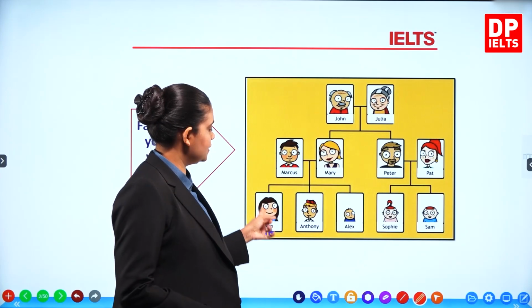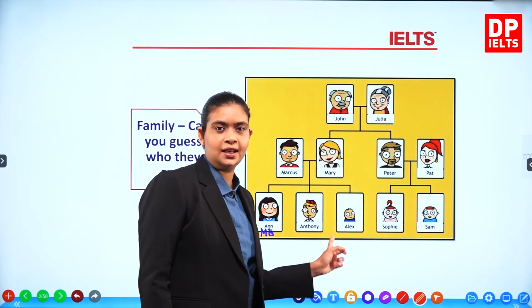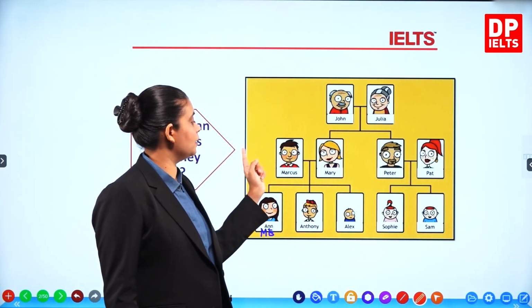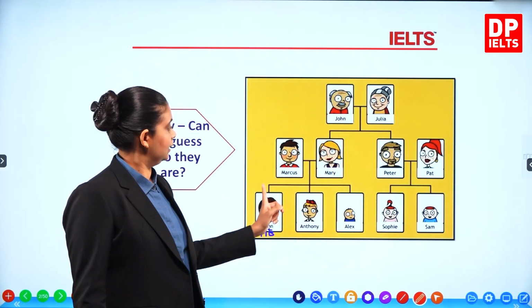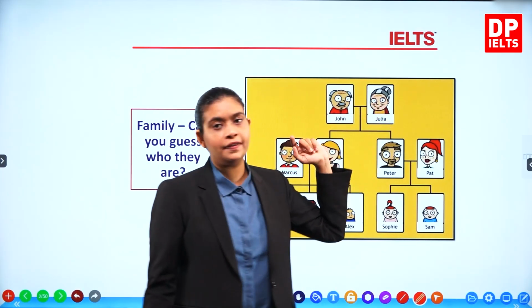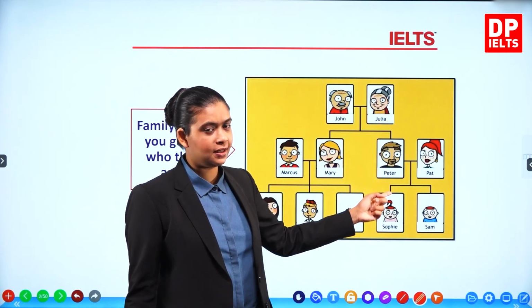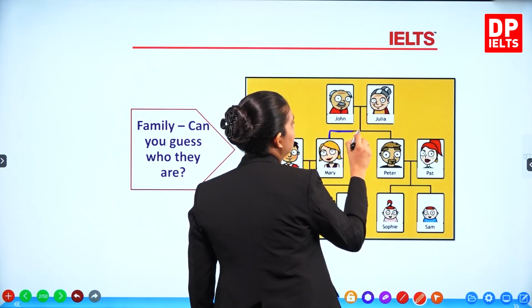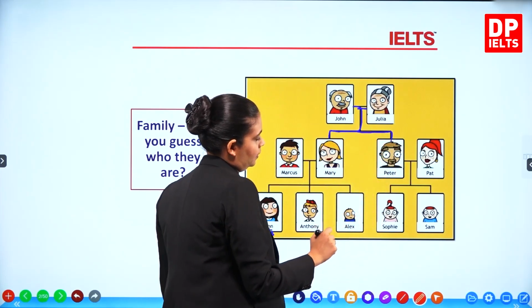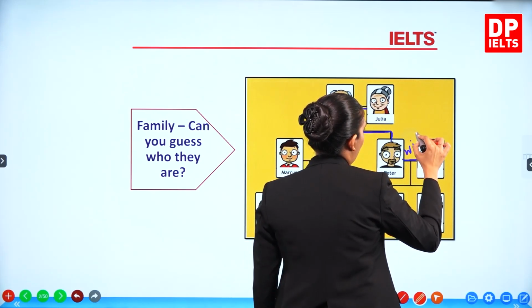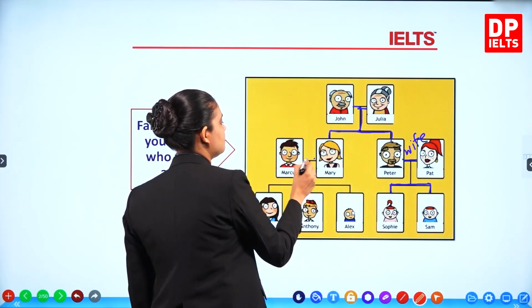So this is me. This is my brother Anthony. And this is my brother Alex. This is my father Marcus. This is my father and mother. Then this is Mary's mother and father. Peter is Mary's brother. Who is this? Peter's wife. And their children. Marcus is Mary's husband.